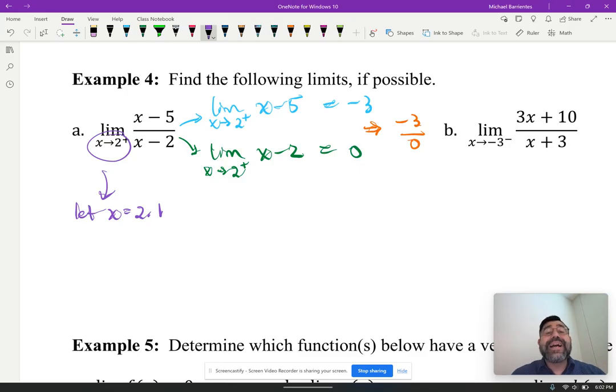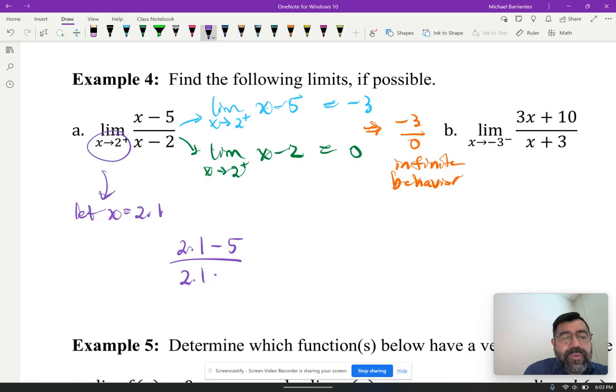And what I get, I'm not worried about what the answer is. I'm worried about what the sign is, because this already tells me there's infinite behavior. I already know that the answer is going to be either positive or negative infinity coming from the right side of 2. But I need to know whether it's positive or negative. So I pick a point to the right of 2, like 2.1, and I substitute it into my setup. So 2.1 minus 5 over 2.1 minus 2. Try to get the point as close as possible. You could pick 2.01, 2.001. The closer the better, right? But I'm going to try 2.1 just to get us the idea.